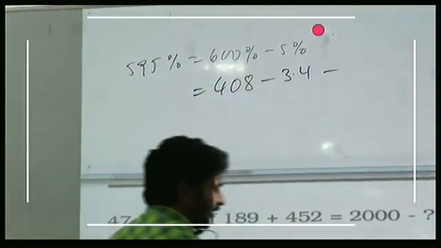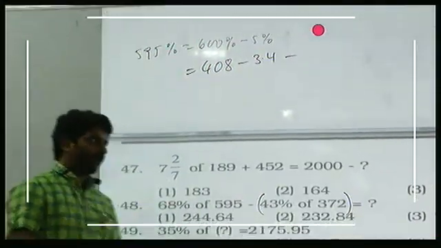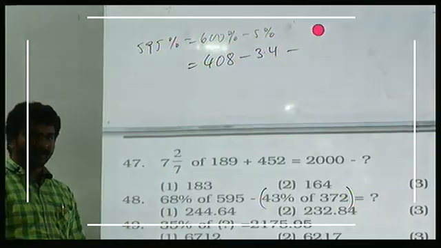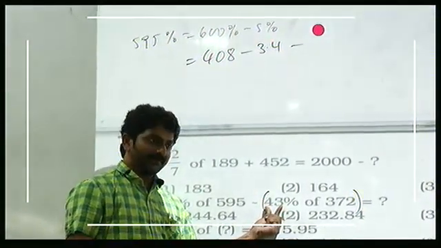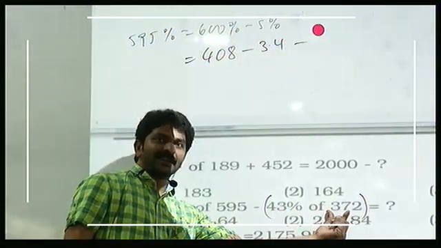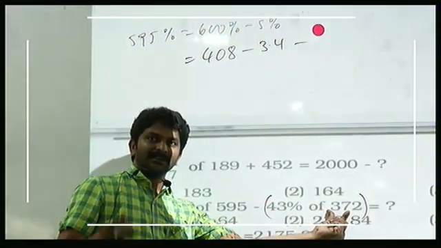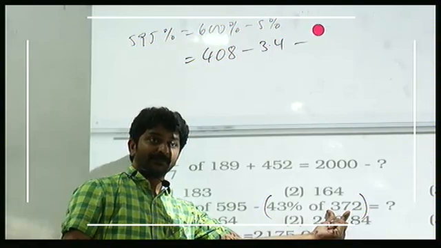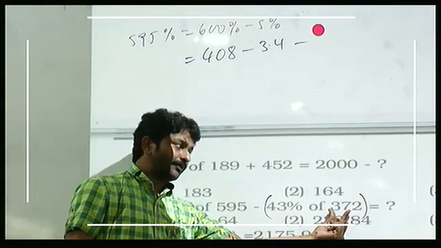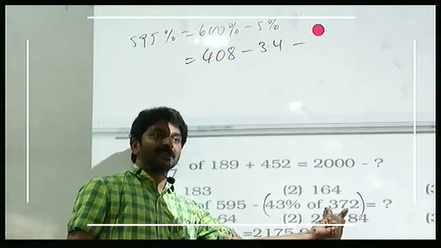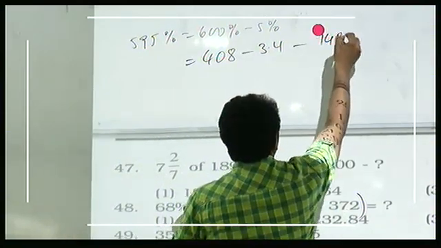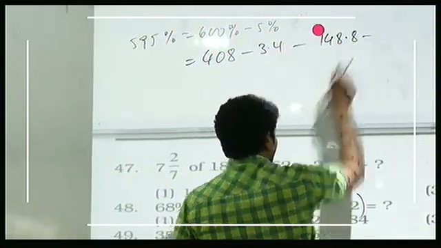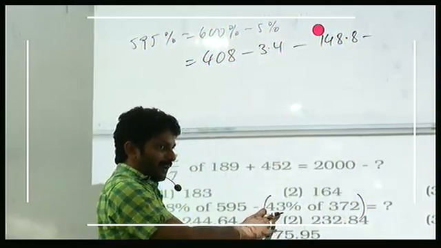Now let's concentrate on this. 43% of 372. 40% plus 3%. Okay? 10% is 37.2. 20% is 74.4. 40% is 148.8. And also you need to take 3%.